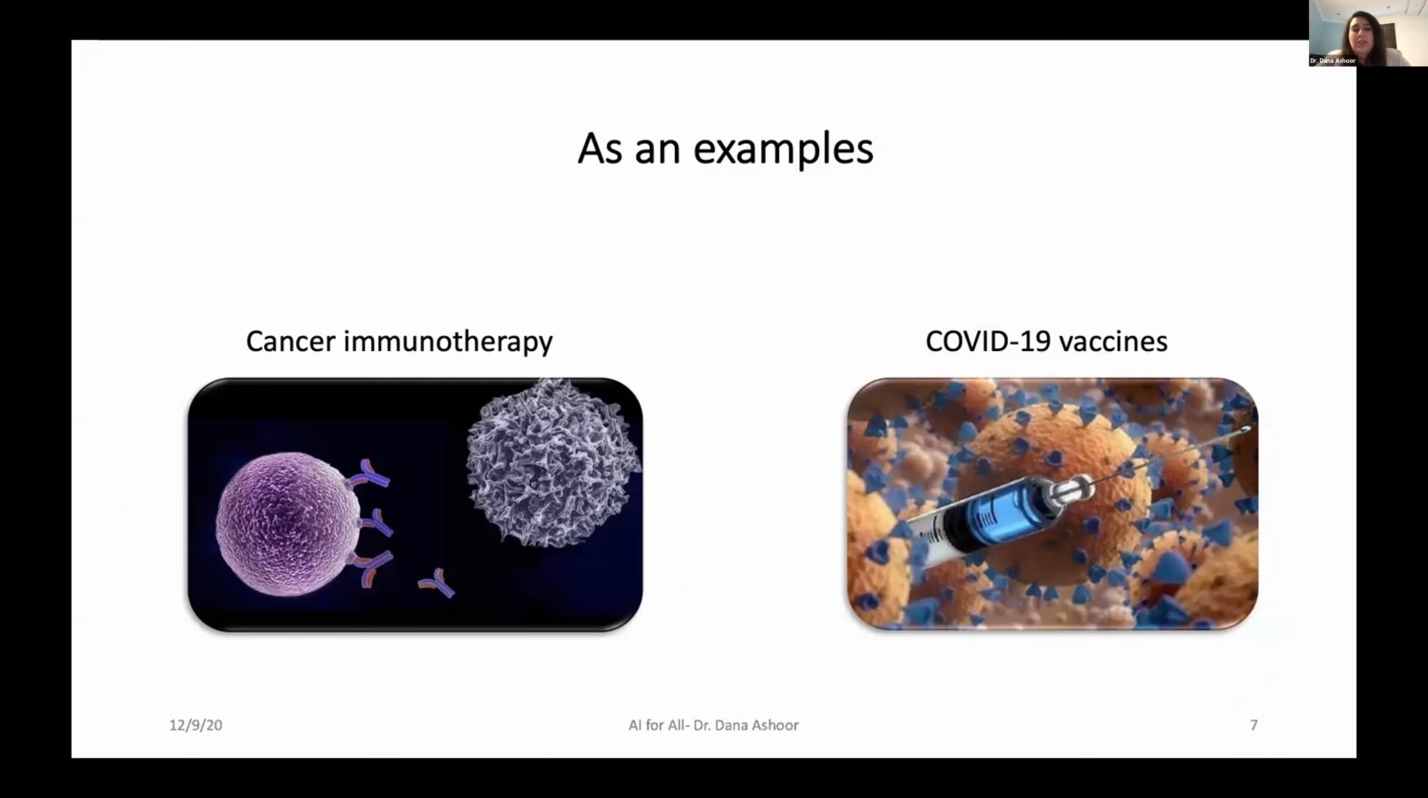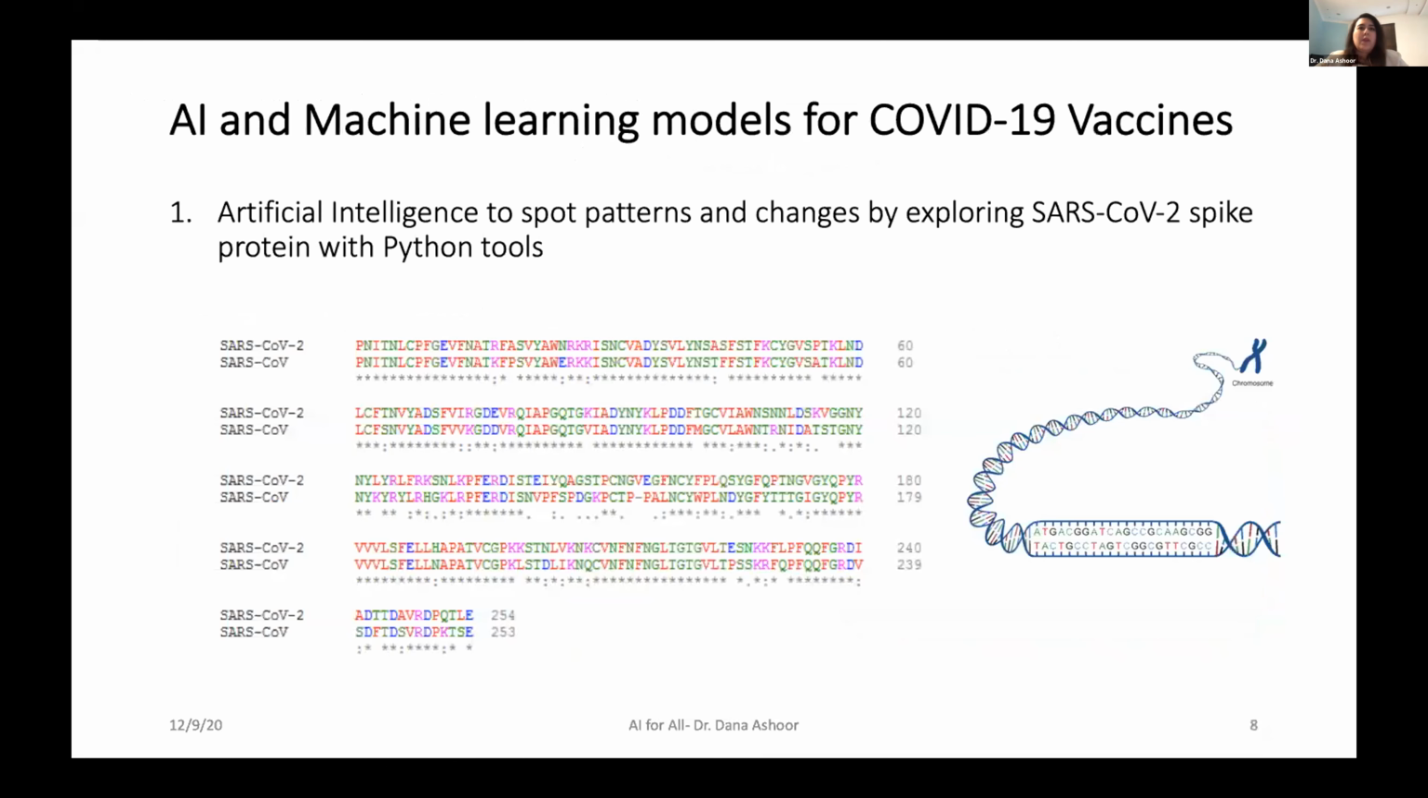As an example, I'm just going through this because it's a huge subject and would need hours and hours to talk about. So I'm just going to give you a hint about how artificial intelligence can help in cancer immunotherapy and COVID-19 vaccine. So artificial intelligence and learning models for the COVID-19 vaccine are being used.